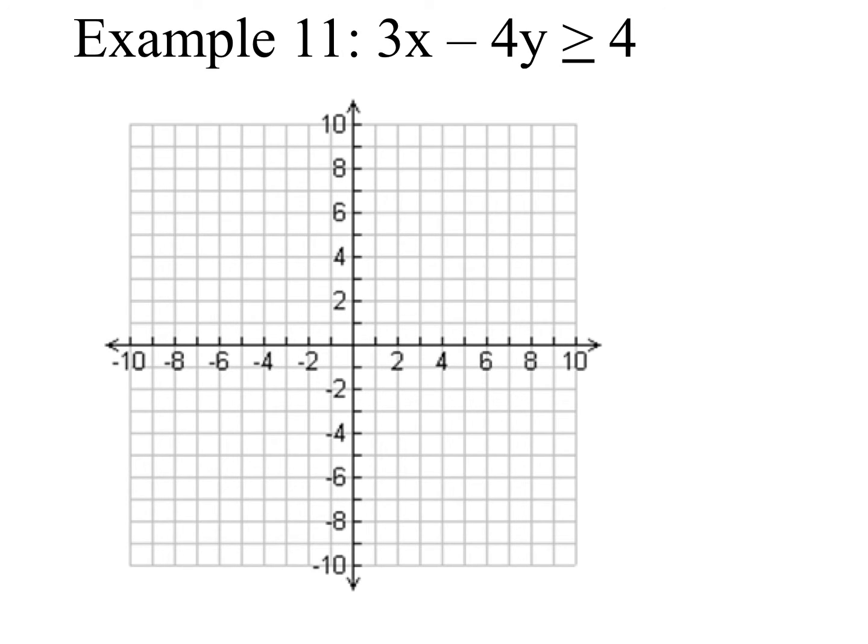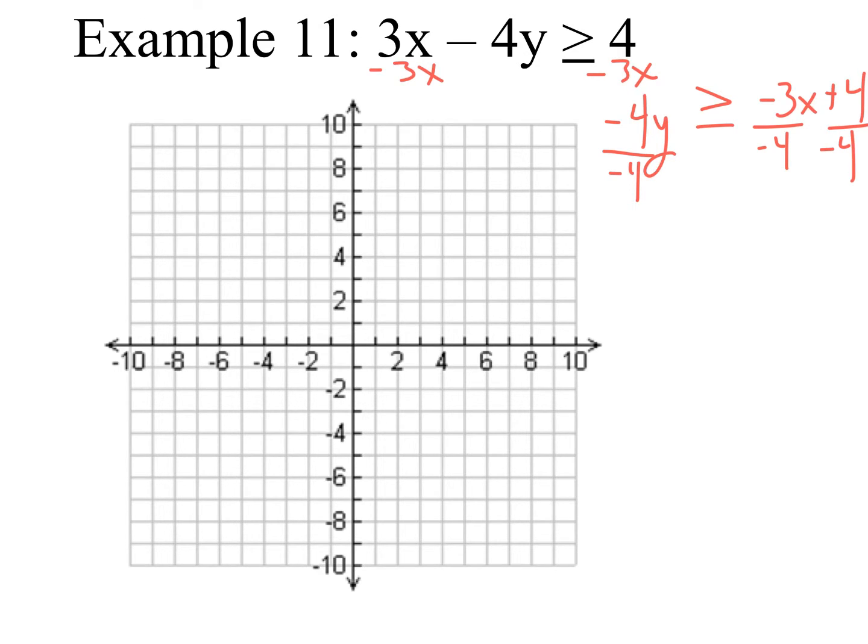Alright, let's look at this next one. So first things first. Y-intercept? Of course not. Minus 3x. -4y is going to be greater than or equal to -3x plus 4. Divide by -4. And again, because I divide with a negative, y is now less than or equal to 3/4 of x minus 1.